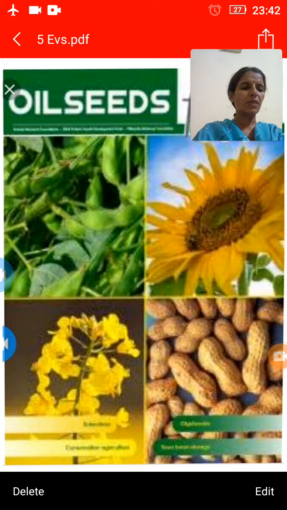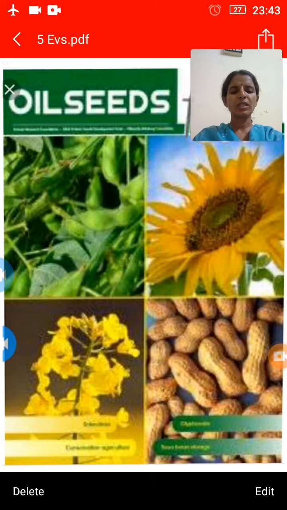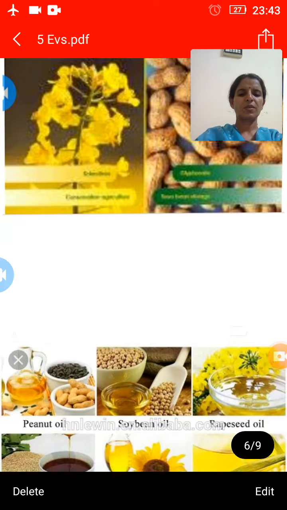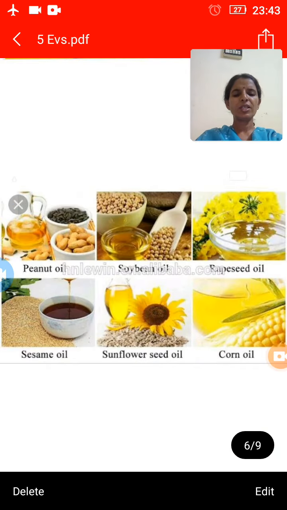Groundnut, sesame, castor, mustard, cotton seeds, etc. are the seeds from which we get oil or we extract oil from these seeds. In this image, you can see groundnut. In the next image, you can see a few seeds from which we extract oil.